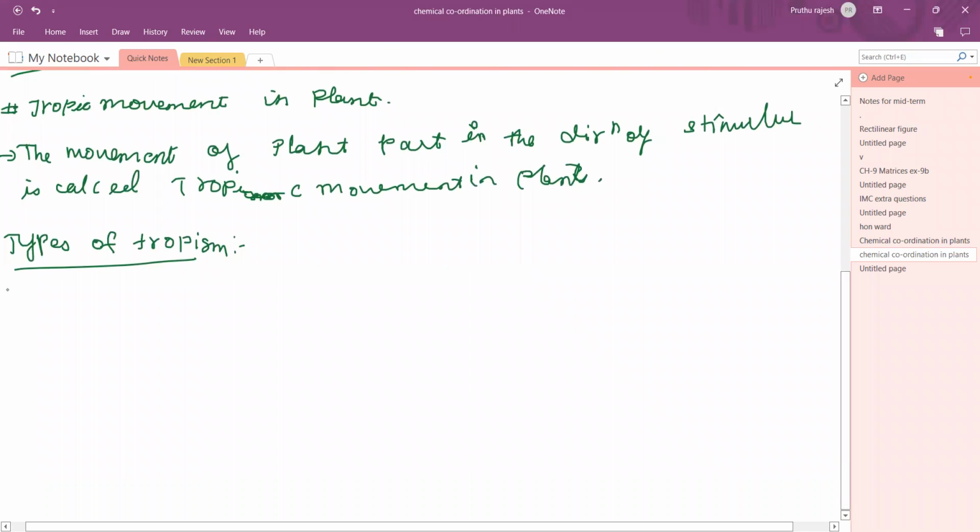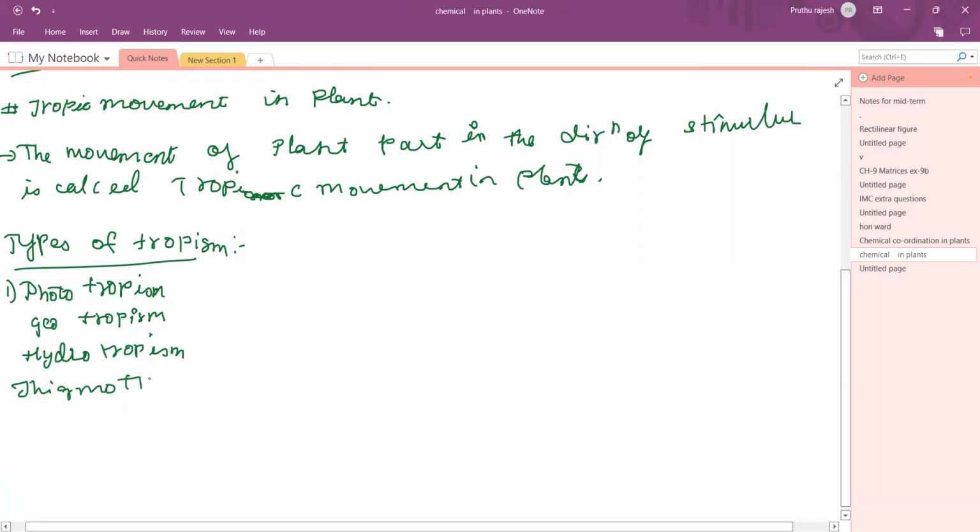Next, we have 5 types of tropism. So we have 5 types of tropic movement in plants.